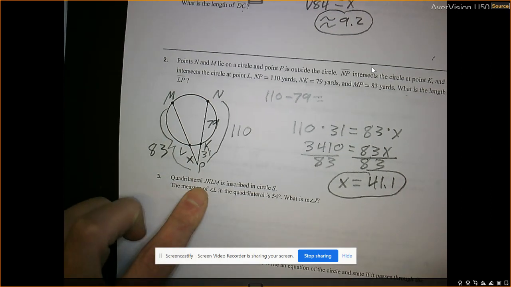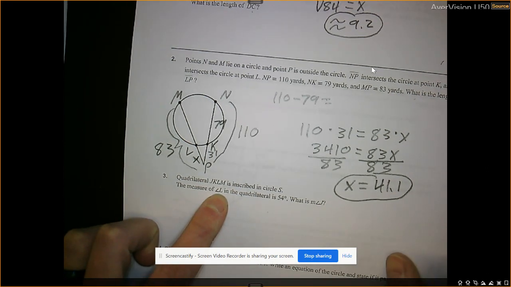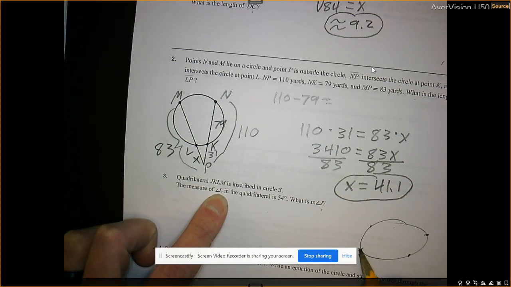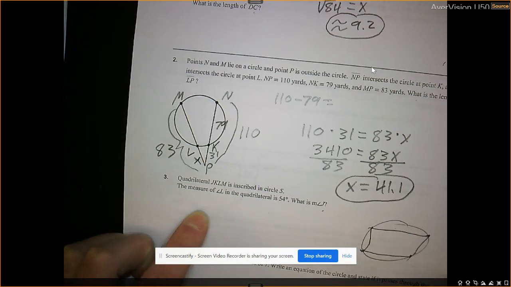We have quadrilateral JKLM inscribed in circle S. The measure of angle L is 54 degrees. What is the measure of angle J? Okay, well, you could draw this out, draw an inscribed quadrilateral. So you got this, and then you got a quadrilateral inscribed in here, so you could draw something like this. And you would realize that these 2 points, J and L, are across from each other.